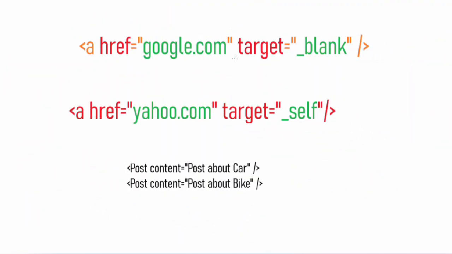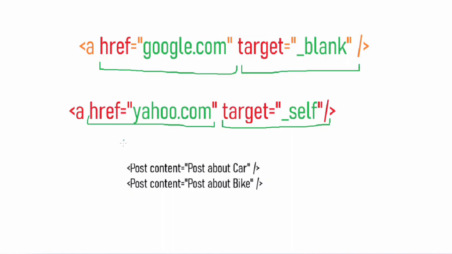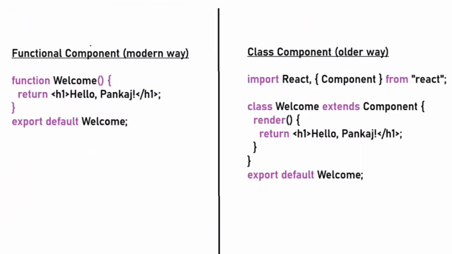In HTML, we can use the anchor tag and pass different values to the href or target attribute. Based on the values we are providing to these attributes, the anchor tag will create a different type of UI. Similarly, in case of components, we can create a component once and reuse it multiple times. Now let's understand how we can create a React component.